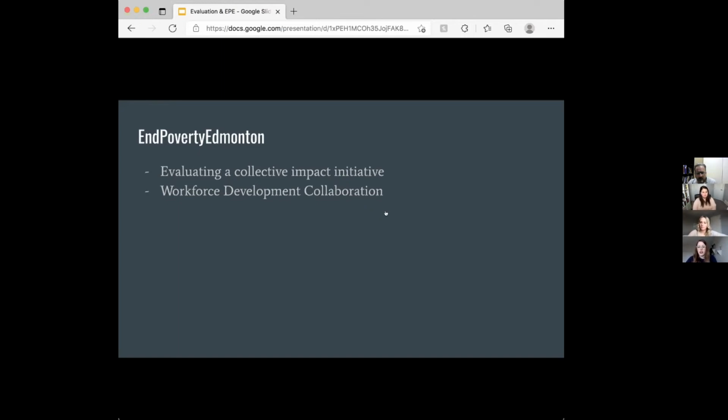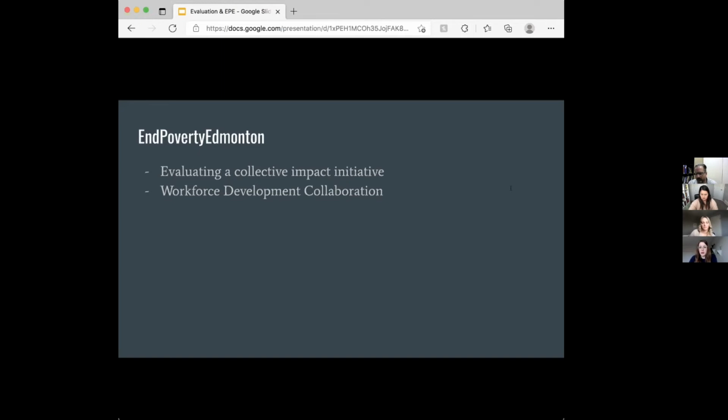EPE has a workforce development collaboration that's made up of representatives from municipal, provincial, and nonprofit organizations in Edmonton, and they provide employment supports for people who are underemployed or unemployed. How this collaboration works is that the workforce development agencies sit at the table and industry comes to discuss the opportunities that they have for good jobs.